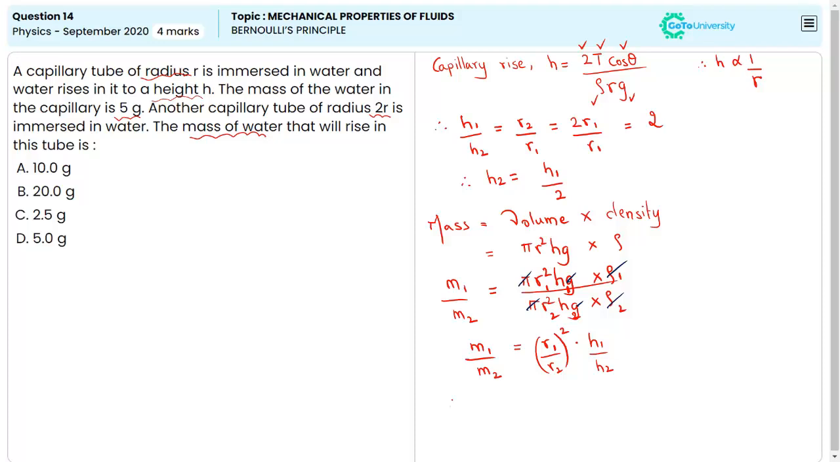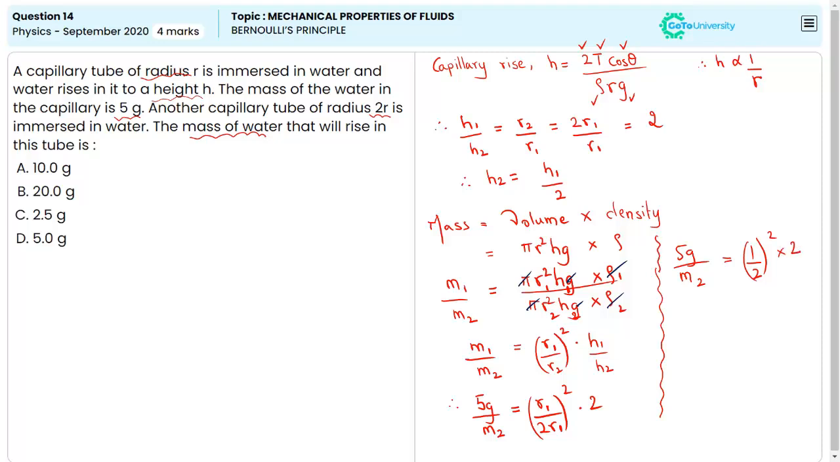So therefore, what is m1? m1 is mass, which is 5g, and m2 we have to find. r1 upon r2: r1 is r1, r2 is 2r1, correct? Square, multiplied by the ratio of h1 upon h2, which is 2. So therefore, I'll say that 5g upon m2 equals 1 upon 2 square multiplied by 2.